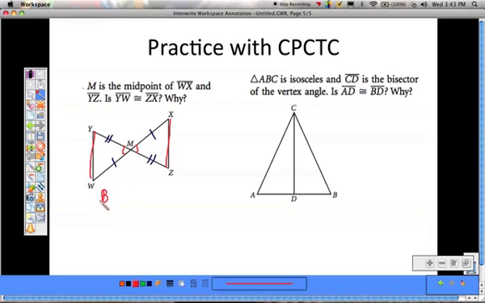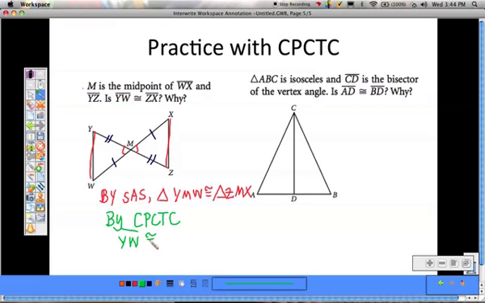So we can say by side, angle, side, this triangle, so triangle YMW is congruent to triangle, let's see what goes with YZ, MX. So those two triangles are congruent by side, angle, side. If they're congruent, triangles are exactly the same. So we say by CPCTC, the triangles are exactly the same. So then YW corresponds to ZX. So those must also be the same. Okay, so there's an example of a paragraph proof.